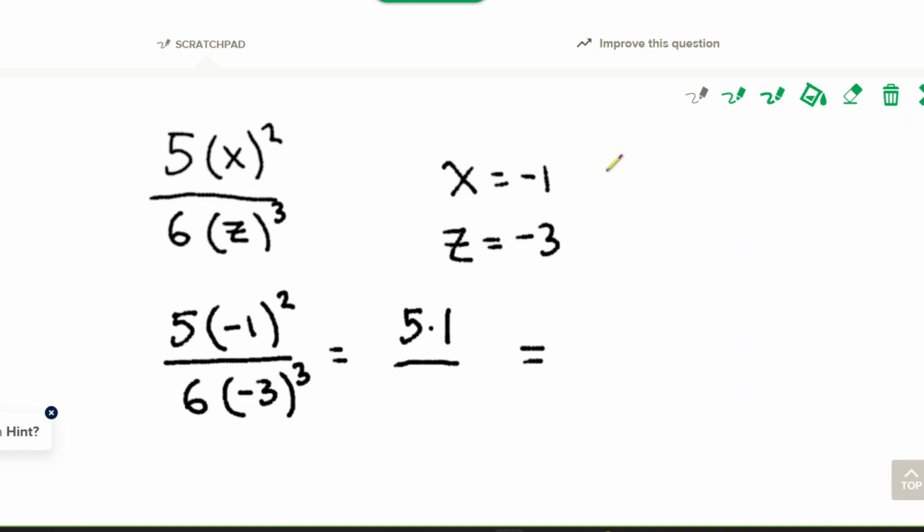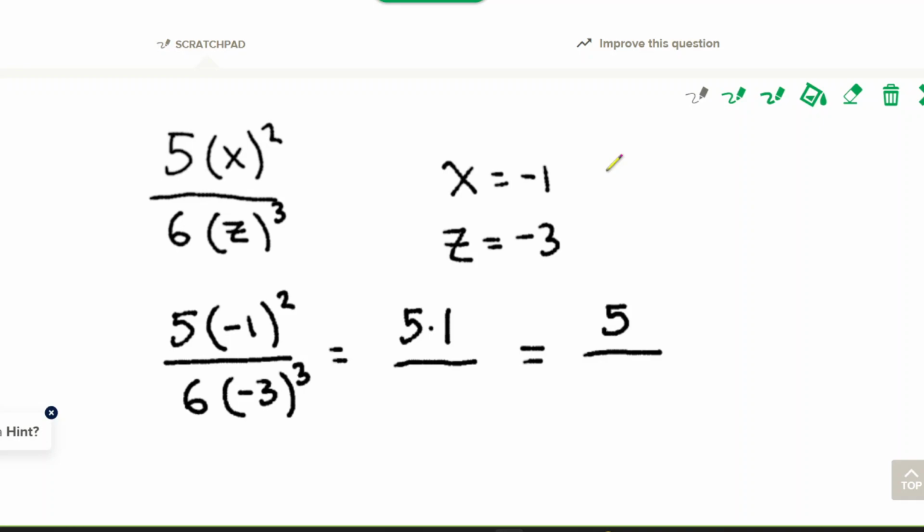All right, and then we'll have the denominator again. Now, 5 times 1, after I've done the exponents, I'll do the multiplication. That's just 5, right? So simplifying the numerator gives me 5. And I'll do it separately with the denominator here, right?